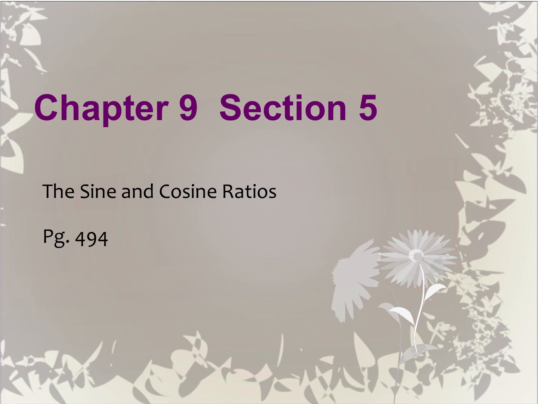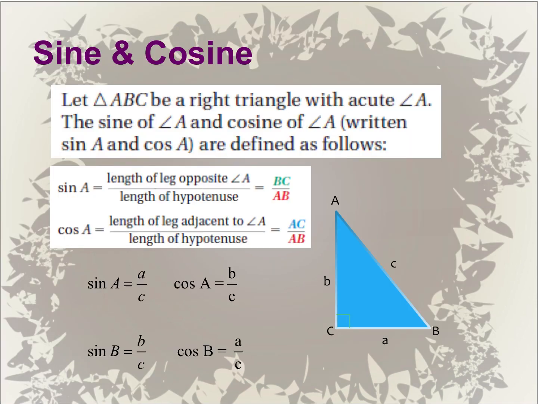So chapter 9, section 5 is the sine and cosine ratios. This is going to be 3 trigonometric functions, or in other words, just 3 different ratios. So, we have the sine and cosine. We learned tangent last class, and today we're going over sine and cosine.